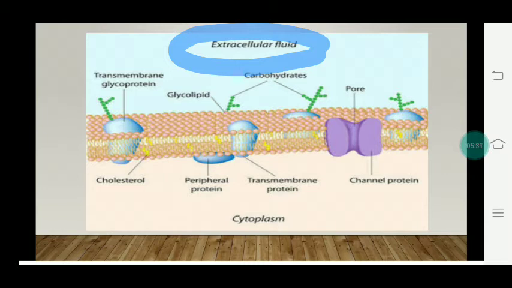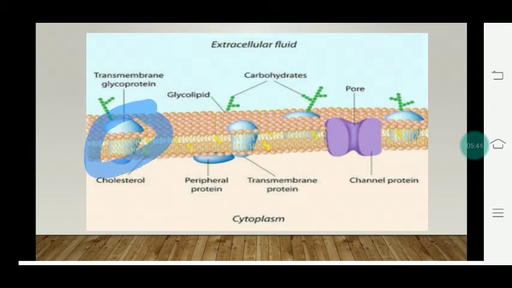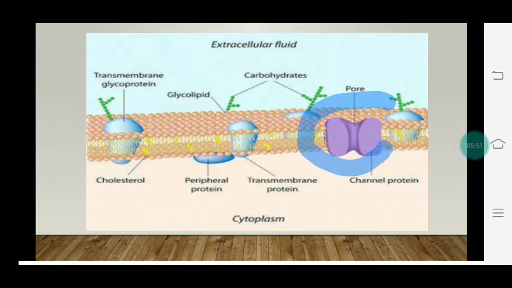The plasma membrane has proteins like integral protein, peripheral protein, or channel protein or pores.